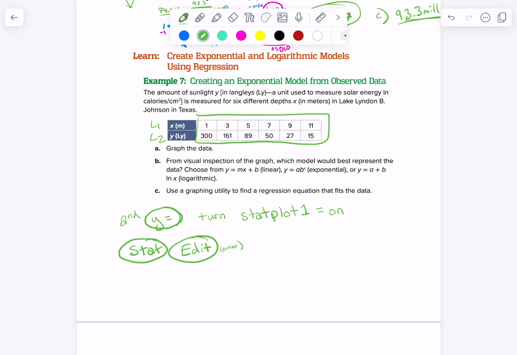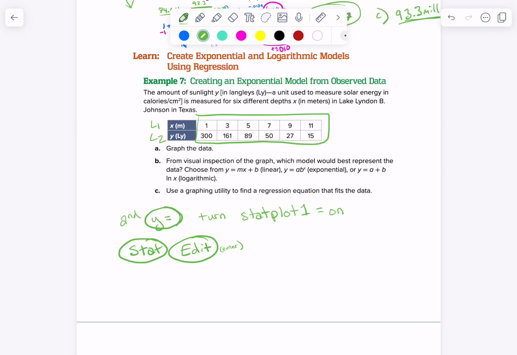Okay? List 1, list 2. Anybody struggling? If you're trying to clear it out, you can hover over L1 at the top and hit clear, enter, and it will clear out your whole list. Okay? Anybody struggling?